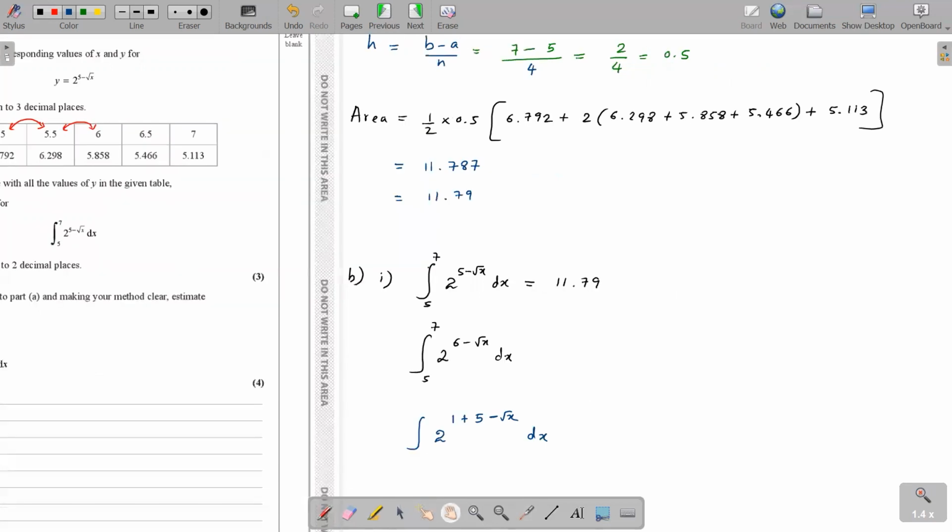Now what do we do? If you have a number with the addition of 2 powers, do you remember what it is? A to the power x plus y means what?